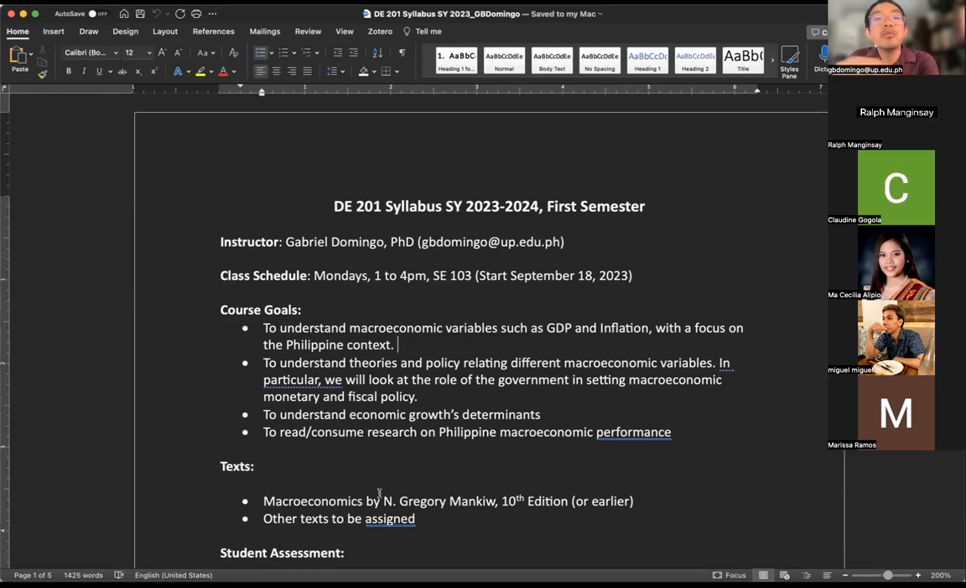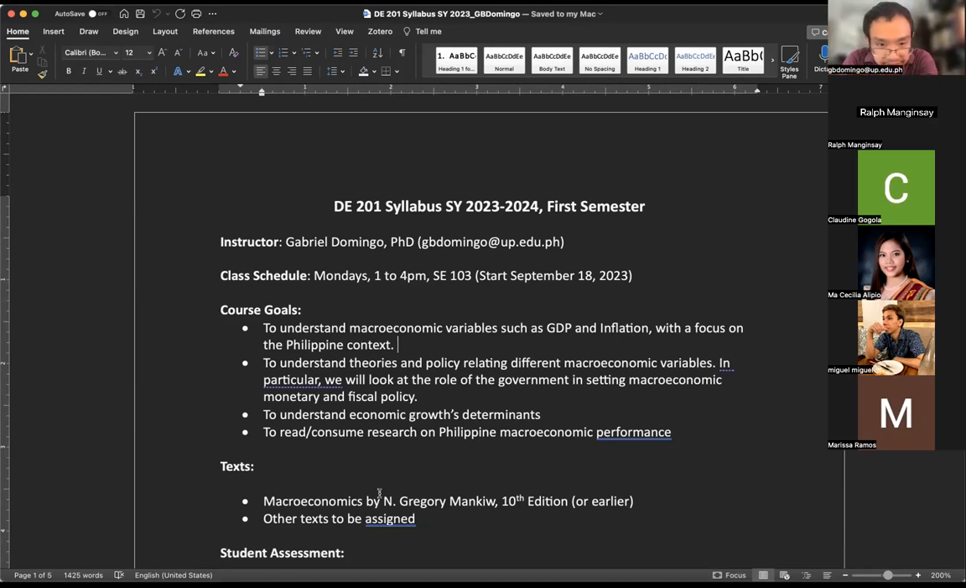Okay, so we're going to use Mankiw as sort of the foundation on the theory and the concepts, but as much as possible, pupunta tayo sa Philippine context. And there's a lot of research on Philippine macroeconomics that would really be interesting, and I'd want everyone to be knowledgeable about before they graduate. So we'll be doing a lot of journal reading and connecting that to the basic Mankiw theory.